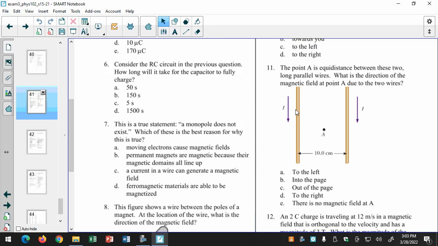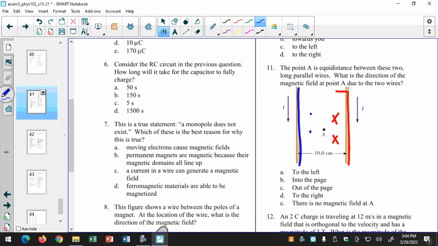So you're definitely going to have some questions like this where I ask you to tell me what is the net magnetic field, and that's what this is doing, where you're finding the magnetic field due to two or more wires. In this case, I have two wires with current down. I do my right-hand rule, with my thumb in the direction of the current. My current is down, so my fingers go into the page on this side. Due to this wire, it's into the page, and due to the other wire, the magnetic field is out of the page.